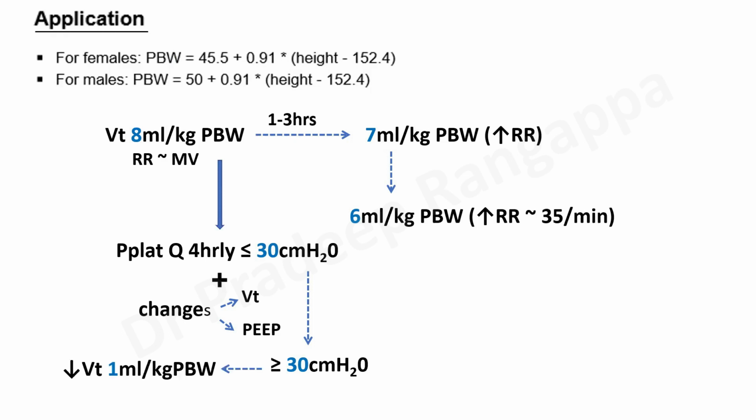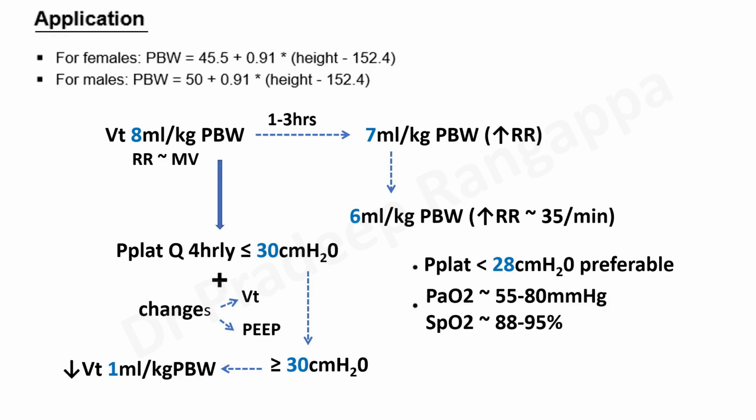And if it is still more than 30, then obviously you would keep reducing the tidal volume by 1 ml per kg of body weight. And Pplat ideally should be kept less than 28 centimeters of water. And obviously the principle of ARDSnet ventilation is that you would accept a PaO2 of 55 to 80 and maintain the saturation at 88 to 95%. So these are all the same components of ARDS ventilation that one needs to utilize when you're dealing with flail chest. And for this, you have to obviously adjust the PEEP and FiO2 to maintain the saturation at 88 to 90%.